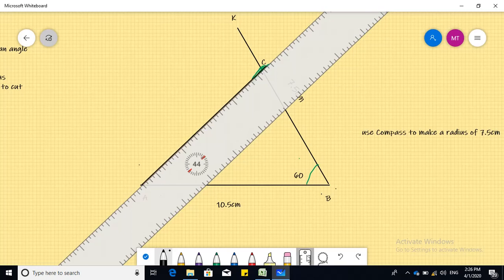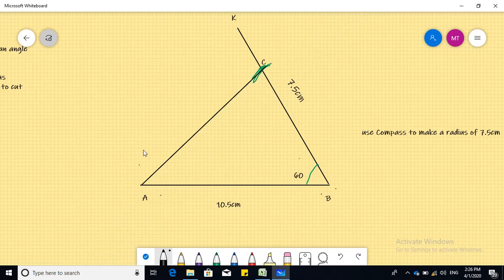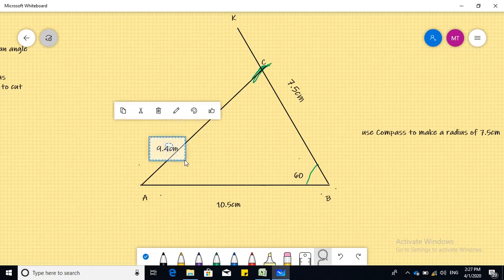After drawing this line, you're done with all this stuff. Now what you have to do is use a ruler to measure this side, and then write the measurement. Let's suppose you use the ruler to measure this length and it appears to be 9.4 centimeters. So you will mention it right here, and this is how you make a triangle when the dimensions are given to you.